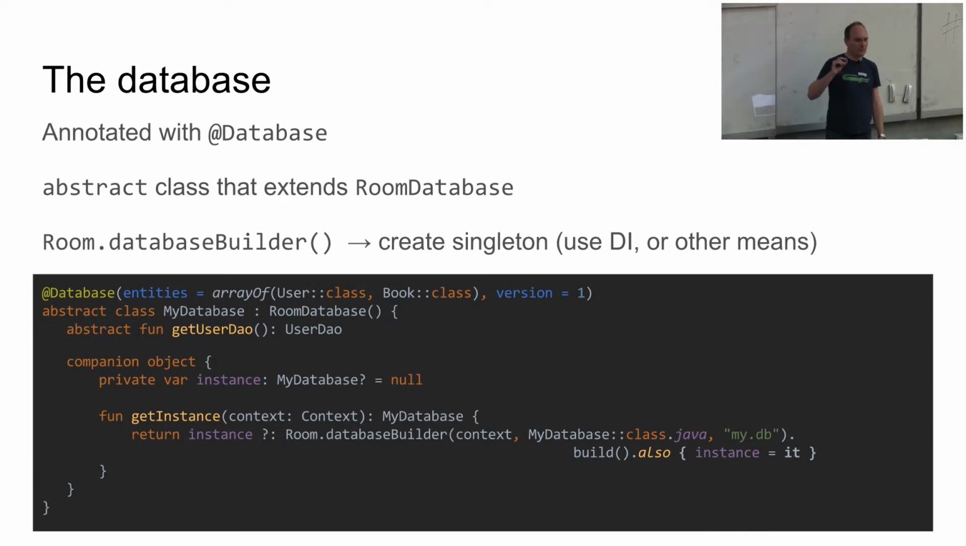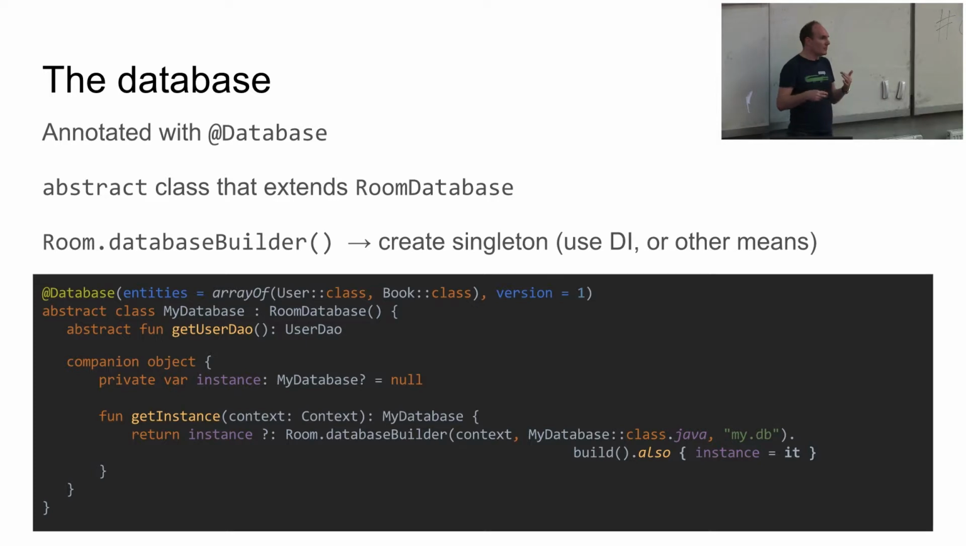Right, so that was data access objects and entities. Let's tie this all together. For tying all of these things together, we need to specify a database class. And a database class is, again, an abstract class. It needs to extend from RoomDatabase, and you annotate it with the @Database annotation. In that annotation, you specify what entities you want to use in your database. So basically, it tells Room what tables to create.